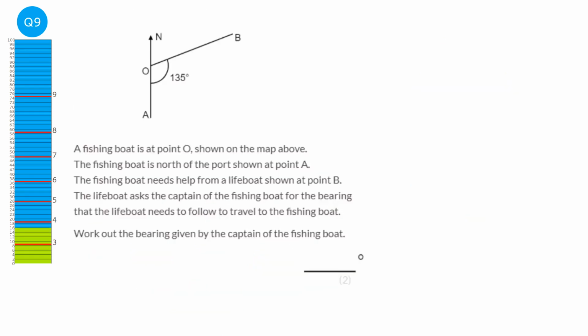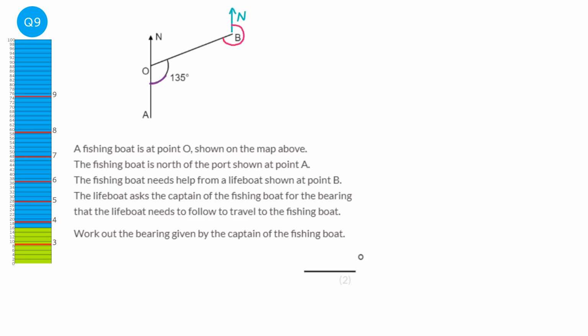So when you read this question, the question's basically asking you to find the bearing of O from B. So the lifeboat is at B, so I'm going to draw a north line here. And to find a bearing, you start from the north line and you keep going clockwise. So we're going to look for this angle here.